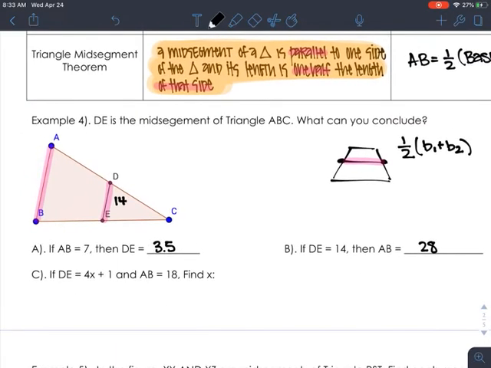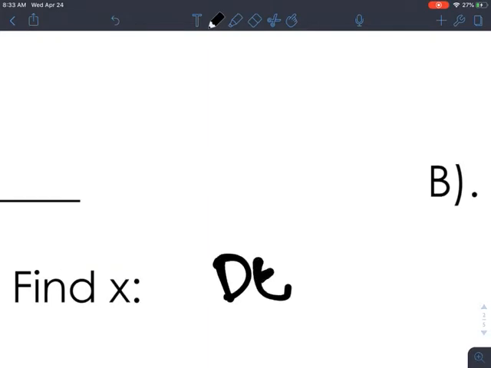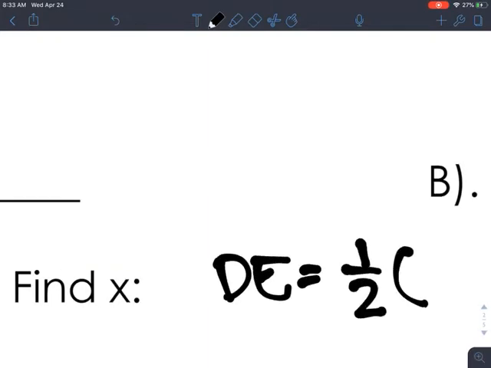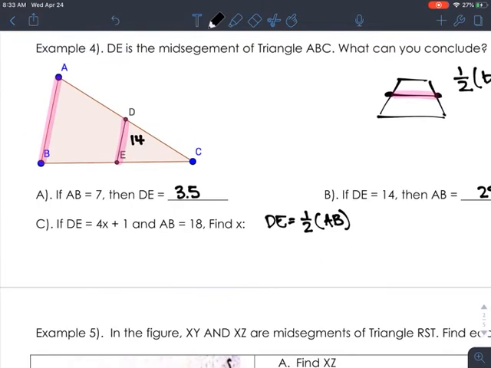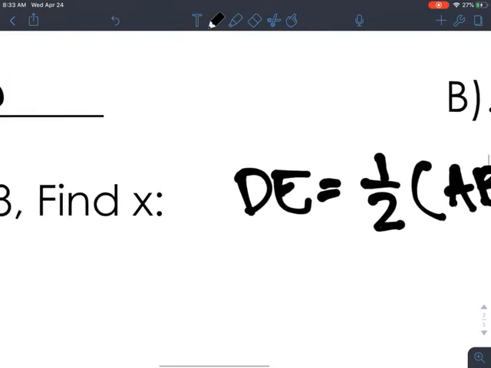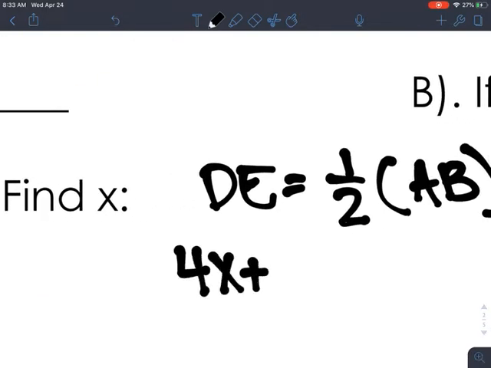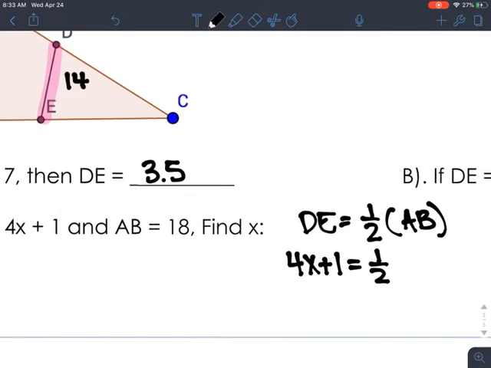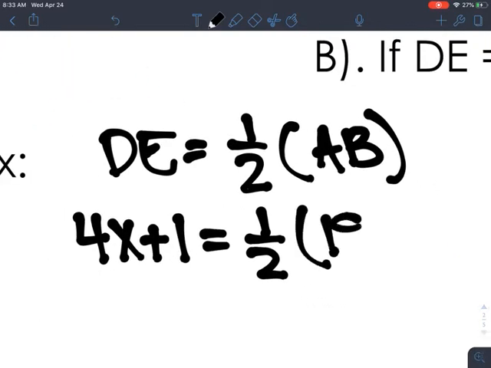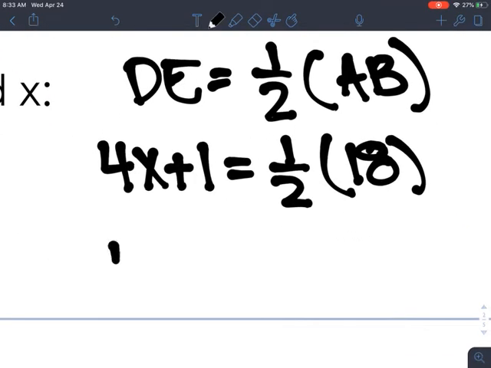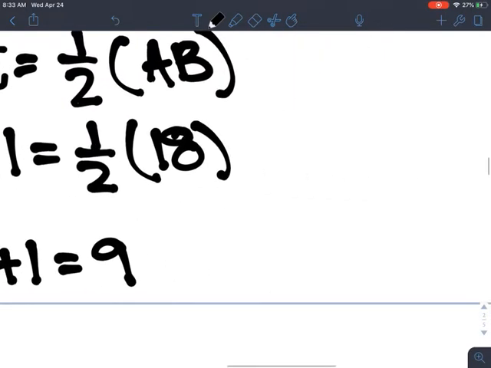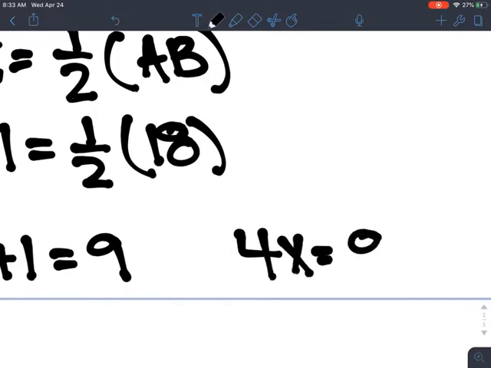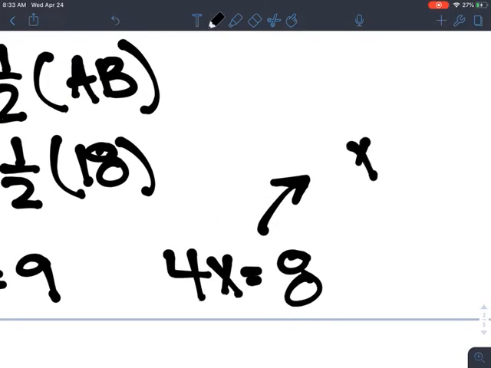Now we're going to throw in some algebra. Once again, we know that the length of DE equals 1/2 of the length of AB. If I fill in the fact that DE is 4x plus 1, and the length of AB was 18, I can easily solve this, and I get 4x plus 1 is equal to 9. Subtract the 1 over, I get 4x is equal to 8, which means that x is equal to 2.